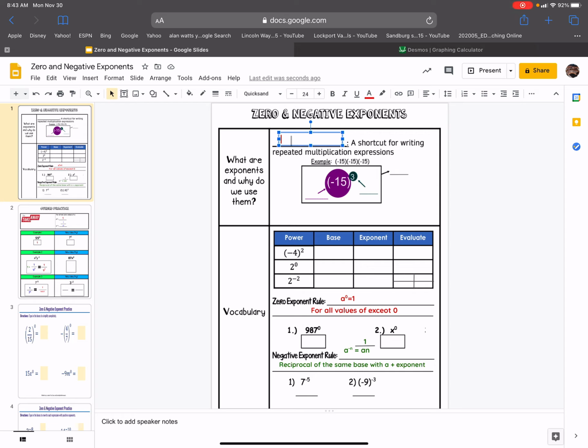And we just have a few little quick notes we're going to take today to get us ready for tomorrow. They won't take long at all. So we're going to be talking about zero and negative exponents. And before we move on, let's just talk about what an exponent is.